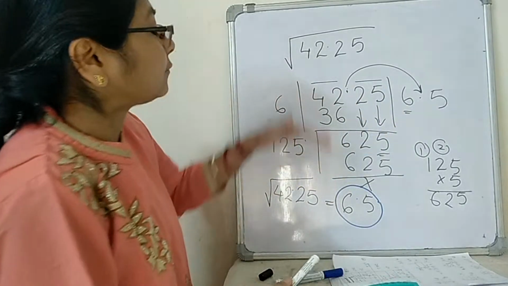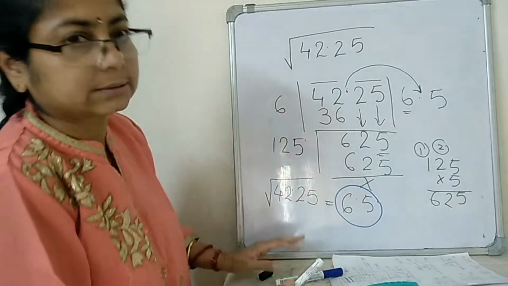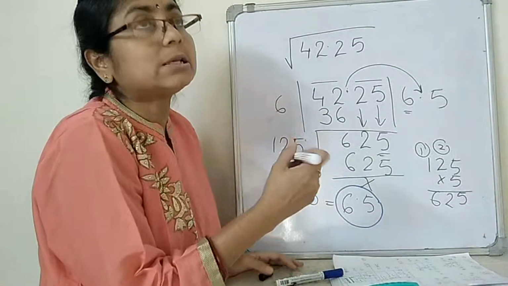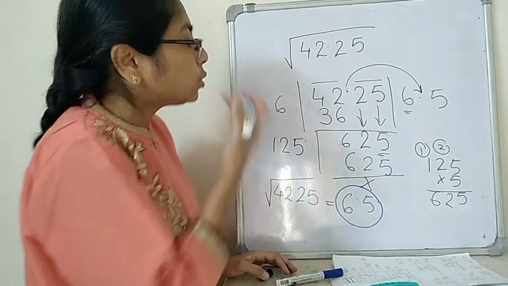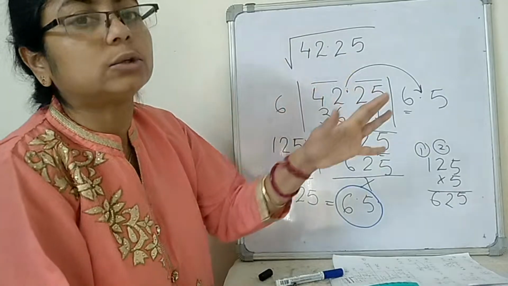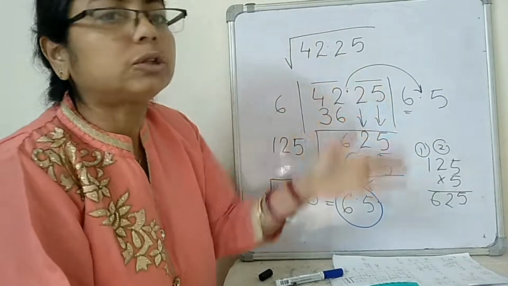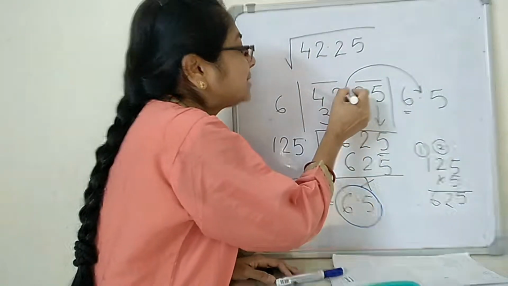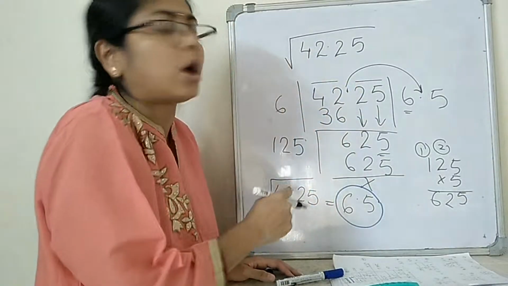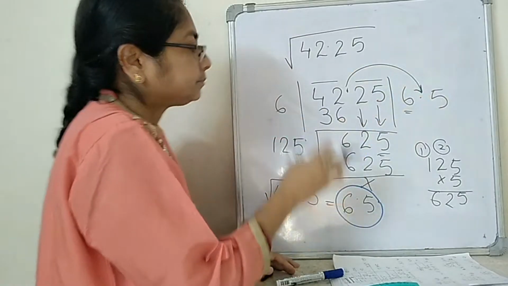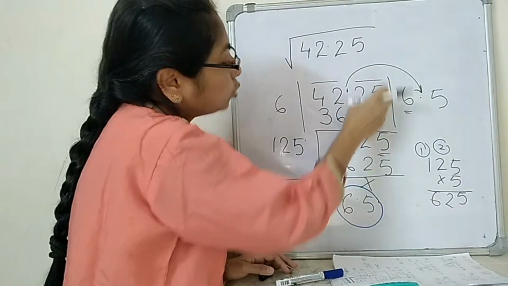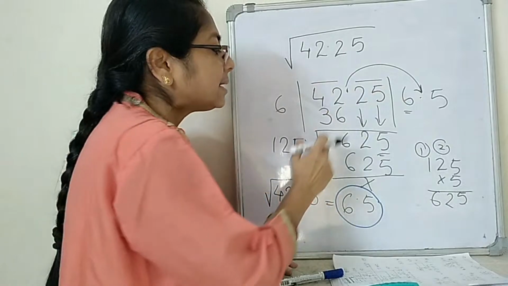Then I subtract 42 minus 36, it is 6. Then it is not normal division. It is a square root division. So at that time we take 2 numbers. But before that, there is a decimal point. We shift the decimal point here. 6 point something. Now I bring down 25. Now our number is 625.